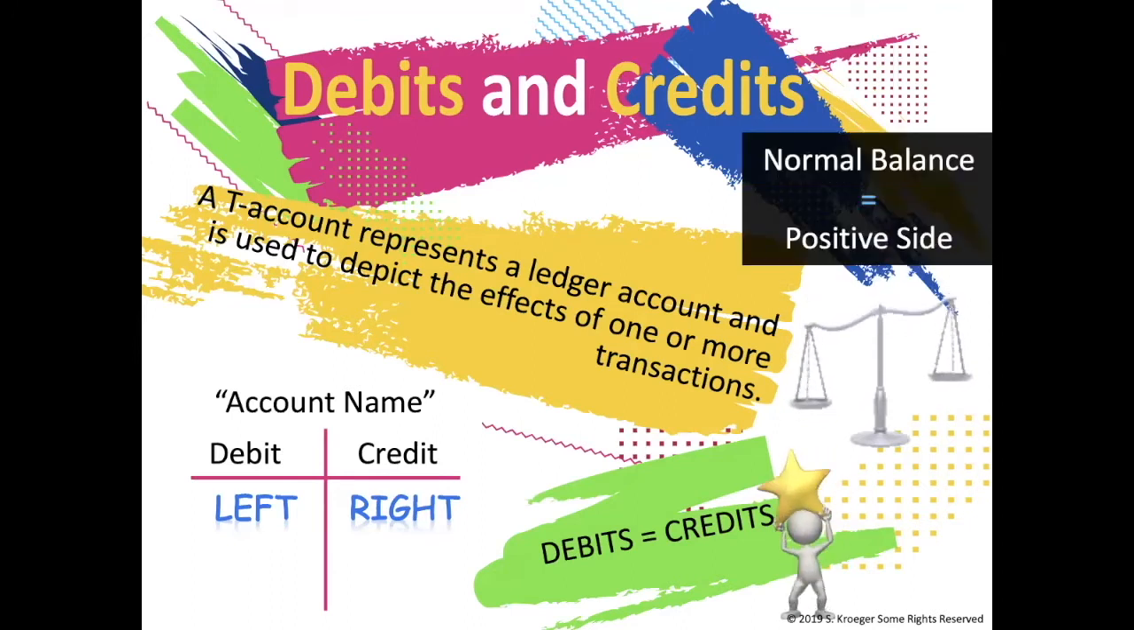The normal balance of each account type will be the positive side. We will discuss this next. But as an example, assets have a normal balance of a debit. This means that the positive side is the debit side. Assets will increase as a debit, decrease as a credit.